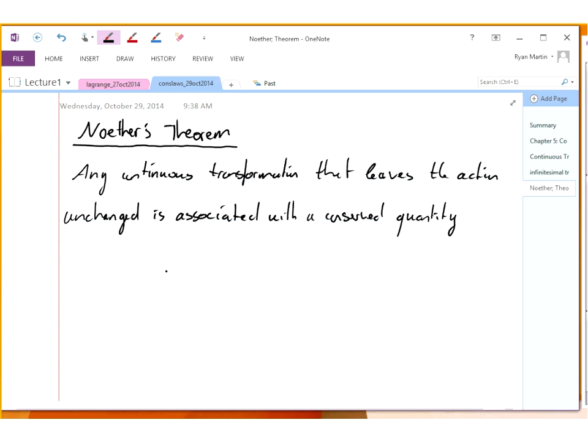So remember, the action is the integral of the Lagrangian, right? So let's say that we have S, the action, which is equal to the integral from some time ta to some time tb of the Lagrangian, which I'll write as a function of qi, qi dot, and t, because I don't want to write q1 dot dot all the way to qn, right?